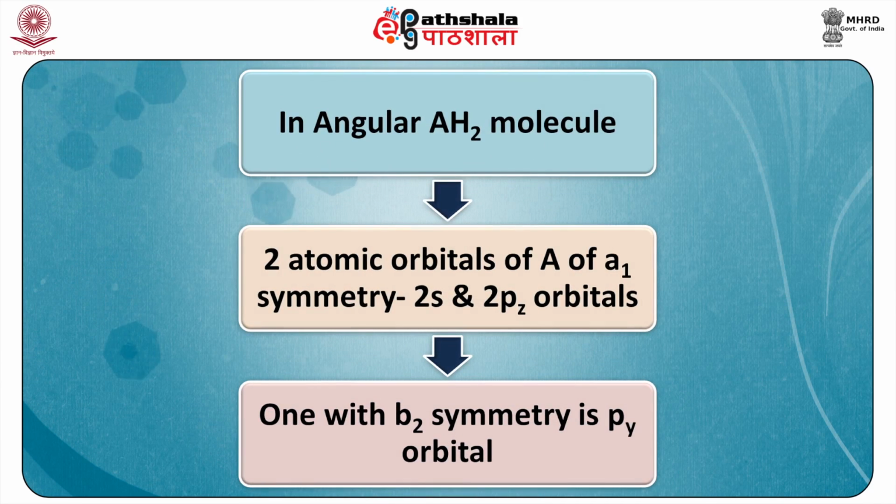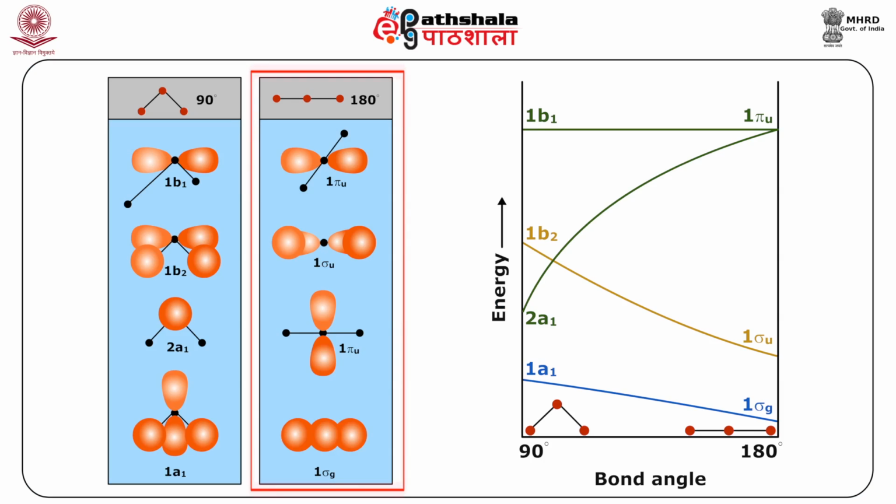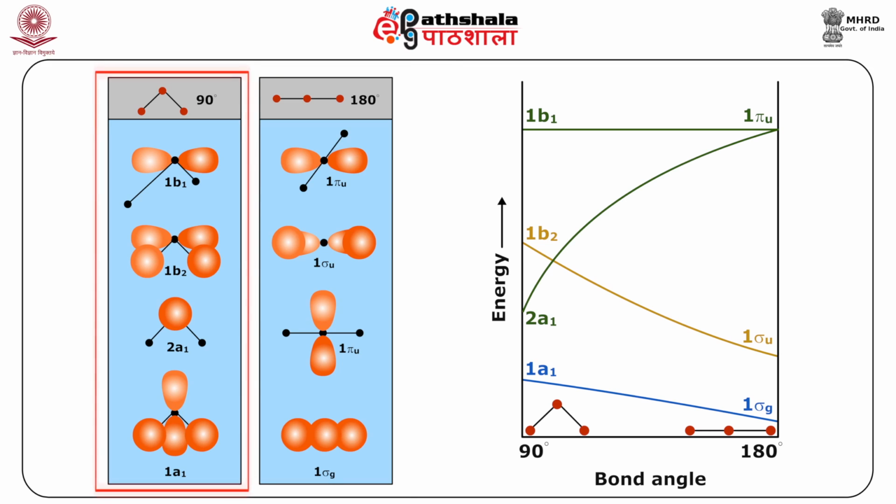Further, in the angular AH2 molecule, the two atomic orbitals of A of A1 symmetry are 2s and 2pz orbitals, and the one with B2 symmetry is the py orbital. In the linear AH2 molecule, the atomic orbital of A which is of A1g symmetry is 2s, and the atomic orbital of A which is of A1u symmetry is 2pz. We shall first consider bonding in angular AH2.